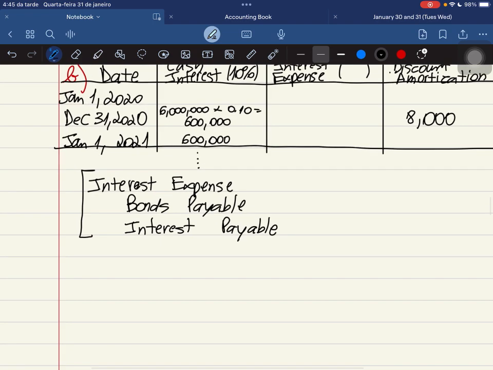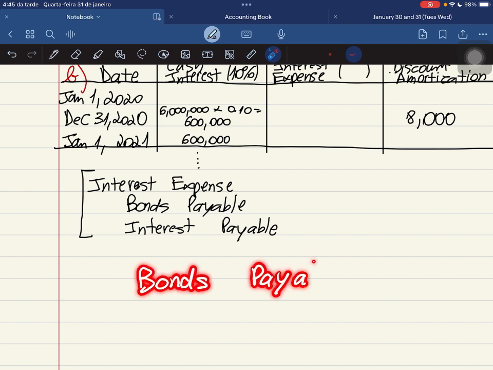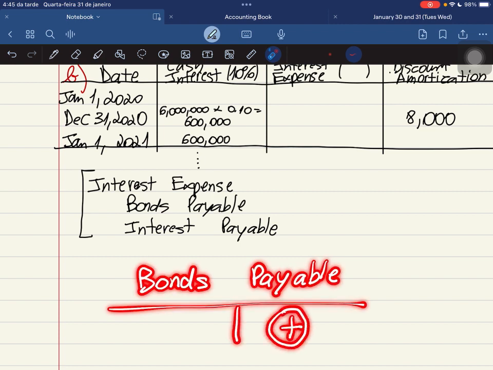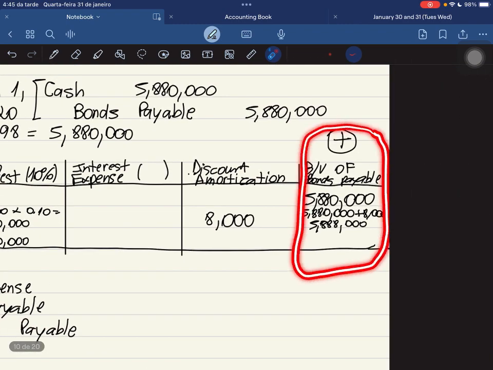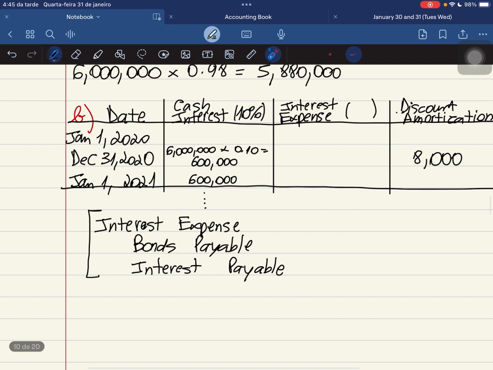How do we know this bonds payable position? Well, like I said, bonds payable, it's a liability. It's actually a non-current liability. All liabilities, the increases happen on the credit side and the decreases happen on the debit side. So in this position, it's on the credit position, it's going up, right? And indeed, it's going up, right? Because we're adding numbers. So that's why, and that's how you know the position.